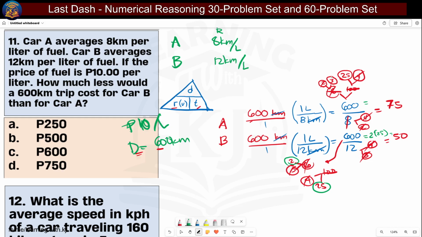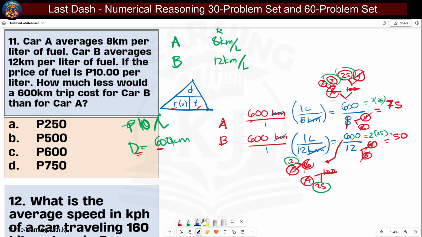Ito naman sa taas kanina, this is 3 and 25. This is 3 times 25, or we have the 75. Now, yan pa lang yung number of liters na na-consume.